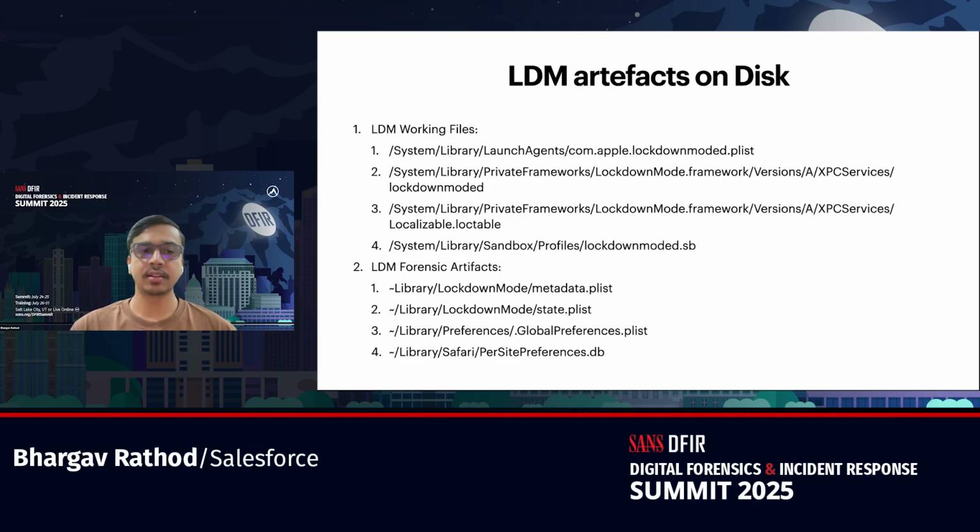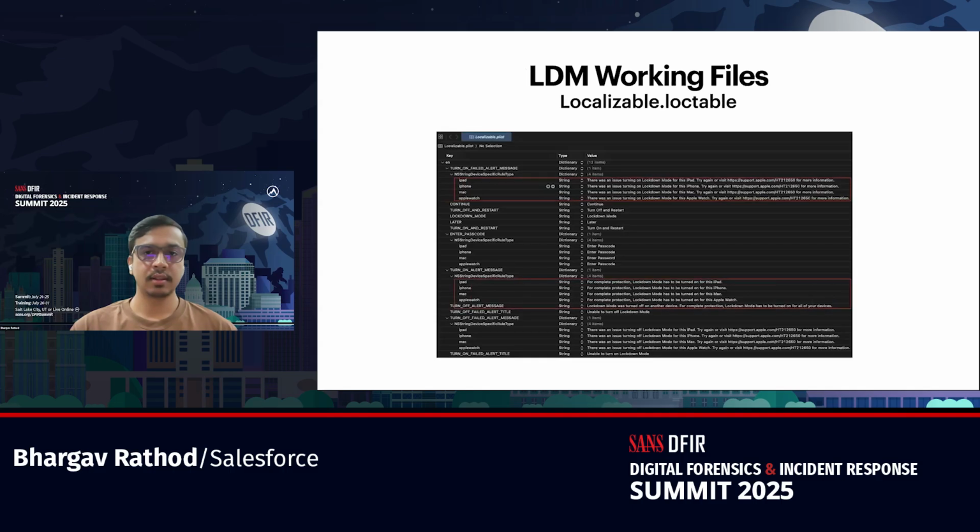You have a plist, you have an executable called lockdownmoded. Then you have something called lockdown.sb, which is the sandbox. So essentially, lockdown mode is sandboxed. This is one of the working files, which just gives you some information about the lockdown mode. If you try to enable it, it will push it to your other devices.